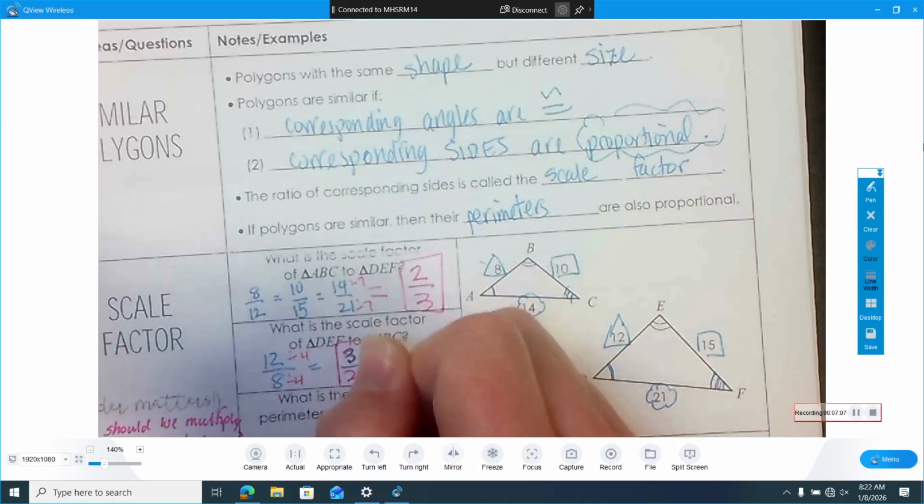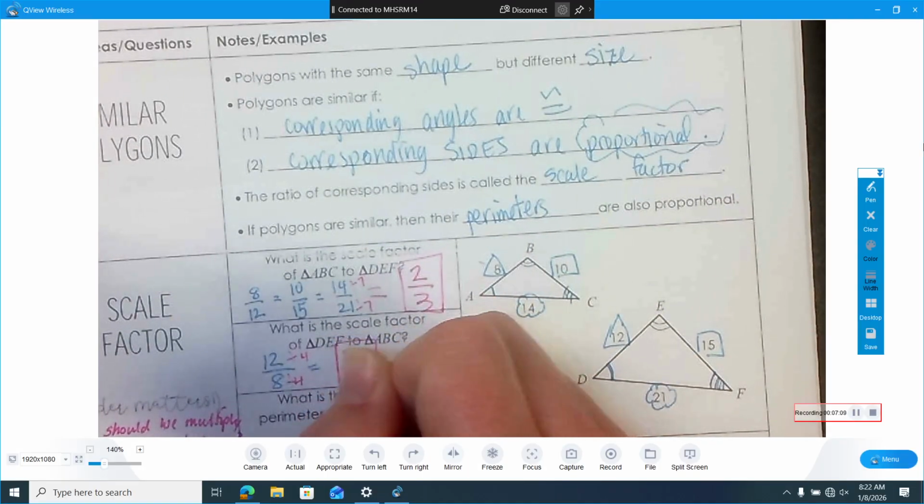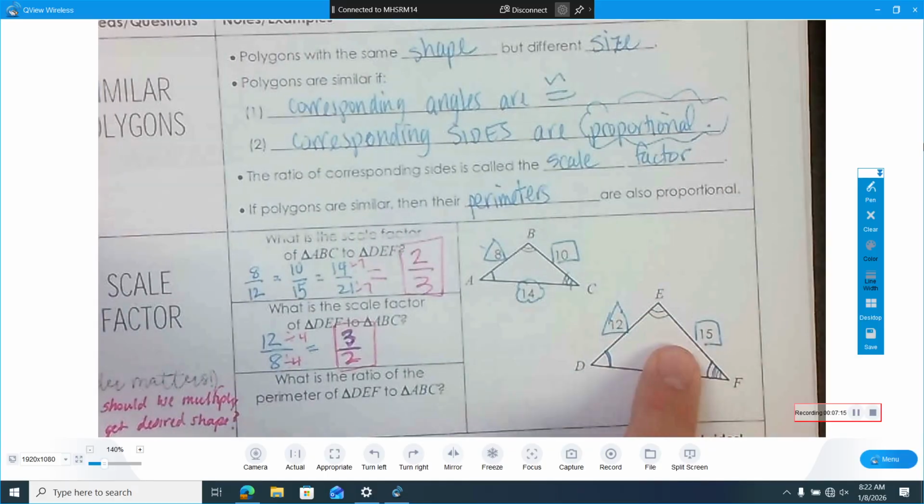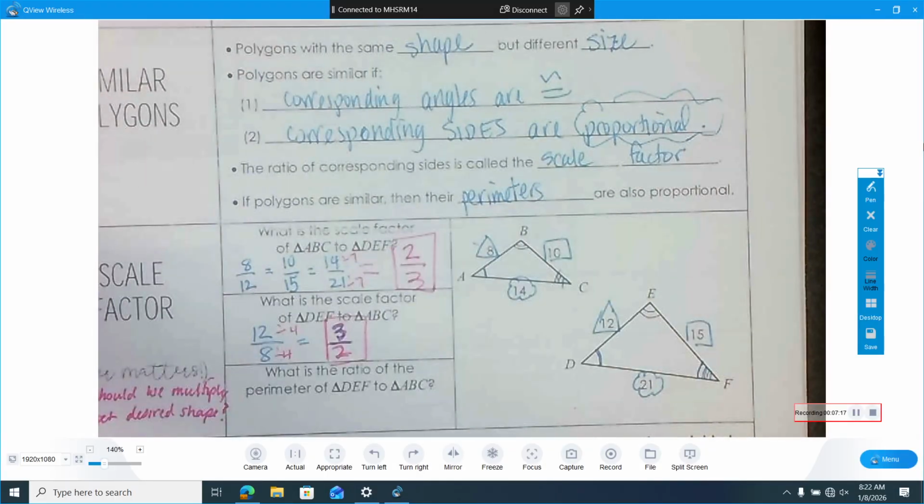And it'd be 15 over 10, and then 21 over 14, and they'd all be 3 over 2. So this is the scale factor from the bigger triangle to the smaller triangle. Which is a bit weird. You can see they just got reversed or flipped, shall we say? Okay.